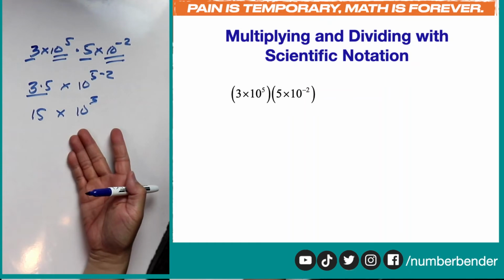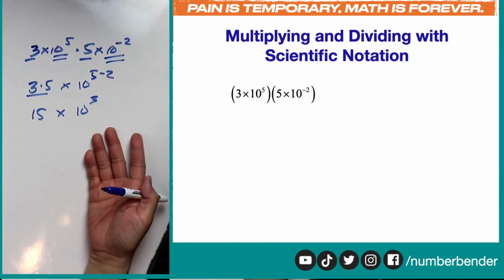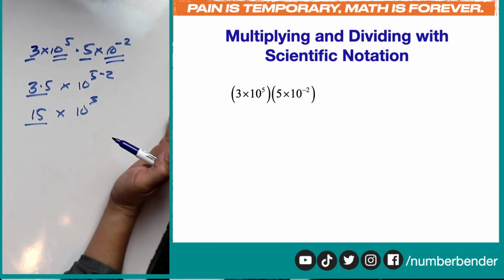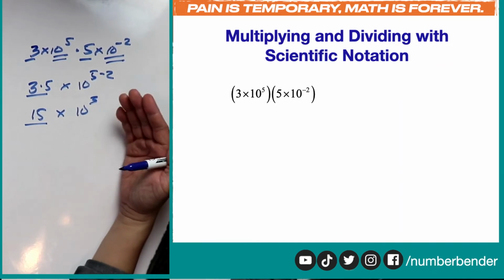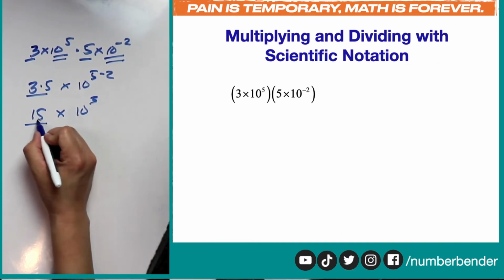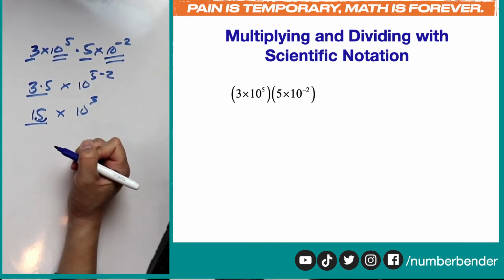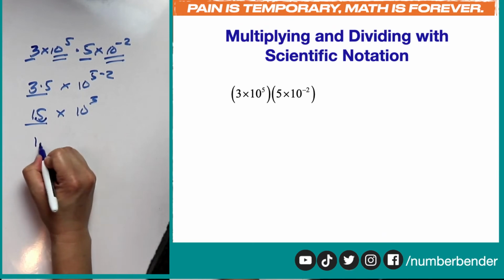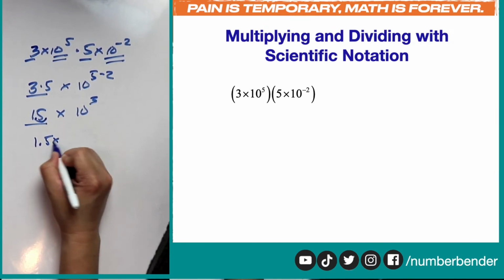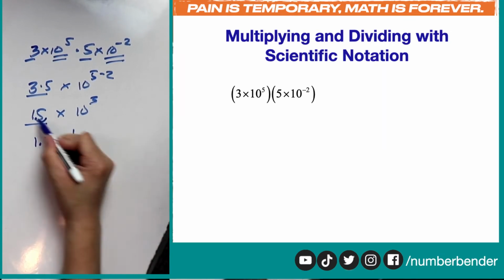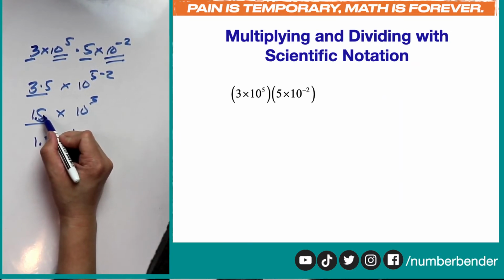And now we have 15 times 10 to the 3. However, we still need to convert 15 to its scientific notation, because this is not yet in scientific notation form. And to do that, from 15 point something, we move it here. So that means we'll have 1.5 times 10 to the 1, because this is a positive 15 number.